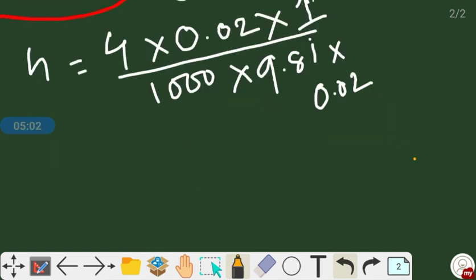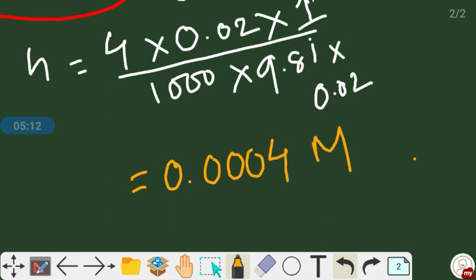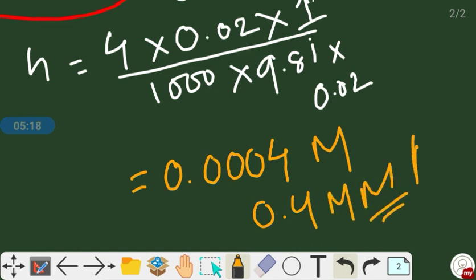From the calculation we can get h as 0.0004 meter, which can also be written as 0.4 mm. So this is the answer for today's question. The capillary rise will be 0.4 mm.